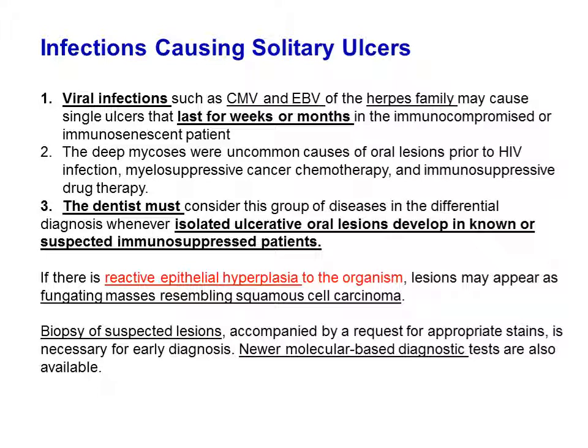If there is reactive epithelial hyperplasia to the organism, the lesion may appear as a fungated mass resembling squamous cell carcinoma. Biopsy of the suspected lesion, accompanied by a request for appropriate stains, is necessary for early diagnosis and the final diagnosis.